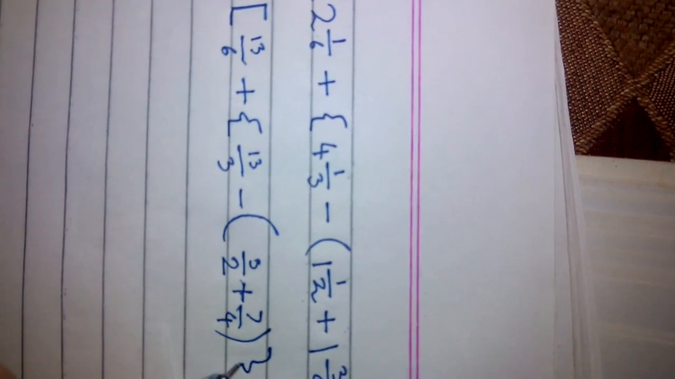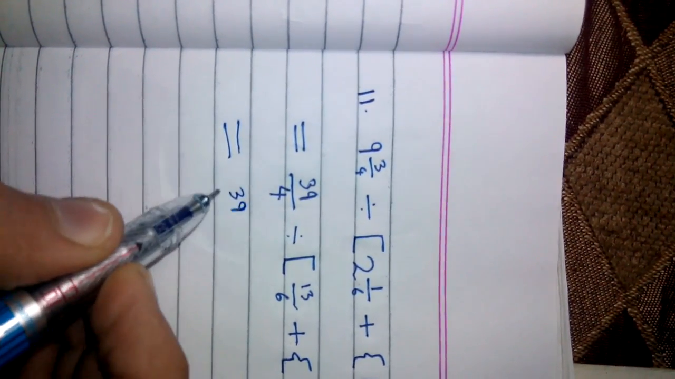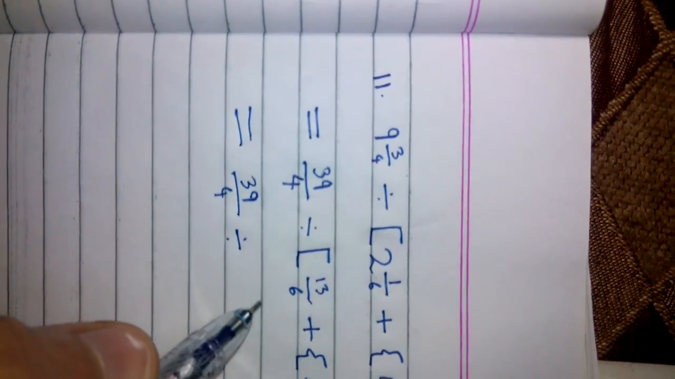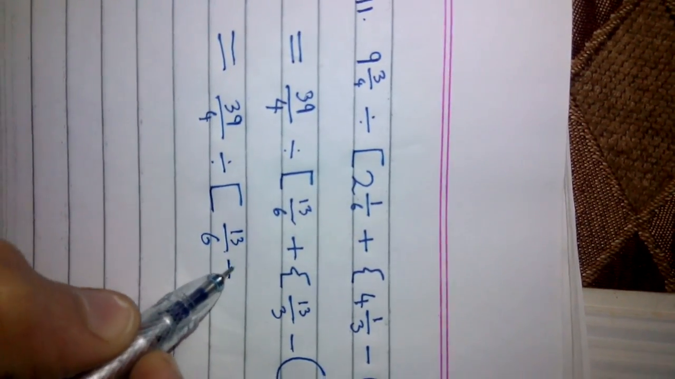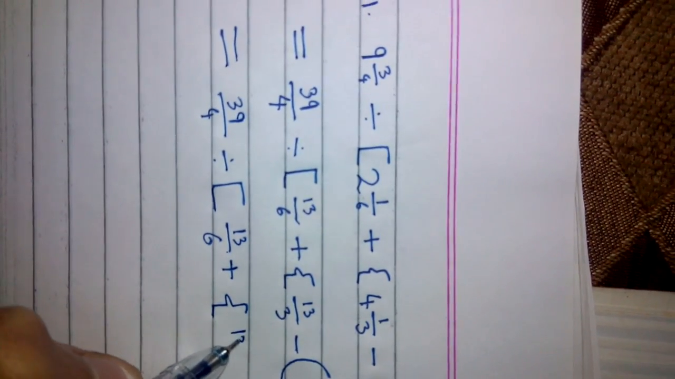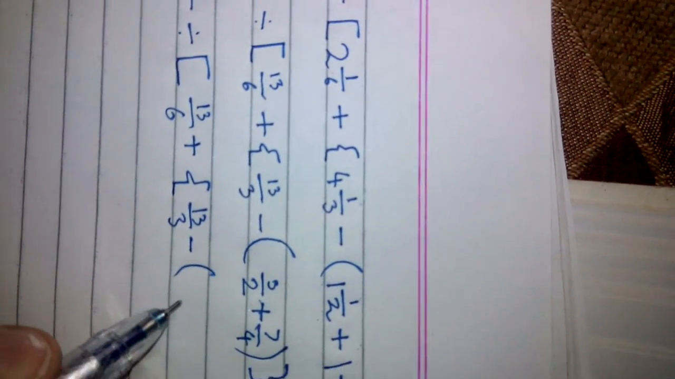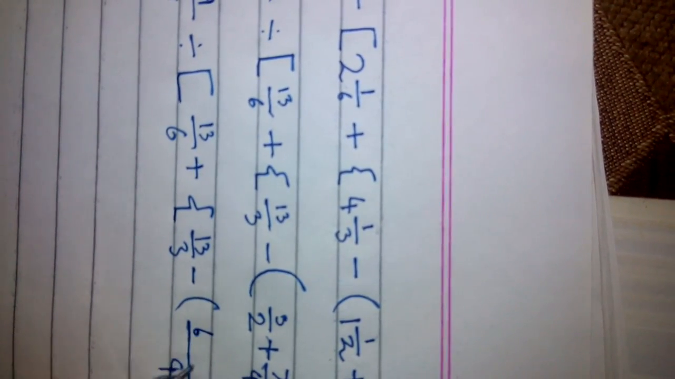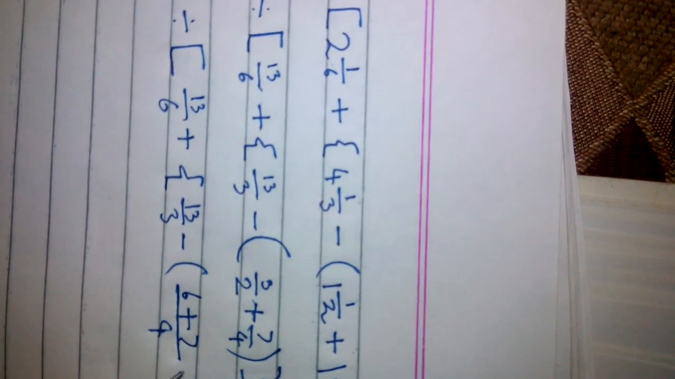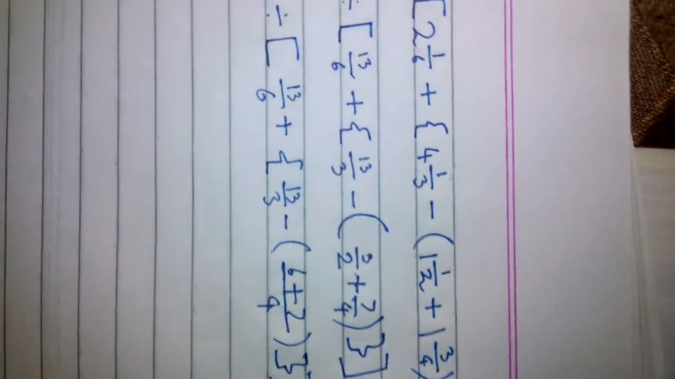Alright, just close it. Next, so 39 by 4 remains. Next, 13 by 6 plus 13 by 3 minus, small bracket, 3 by 2 plus 7 by 4. LCM of 4 and 2: 4 divided by 2 is equal to 2, 2 threes are 6, plus 7. Okay, closed it.